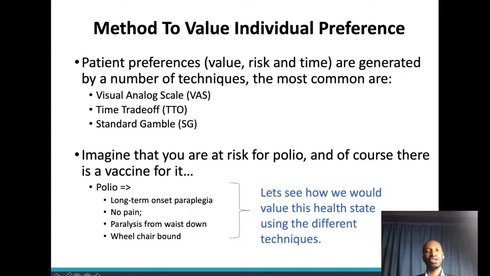Imagine that you are at risk for polio, and of course, there is a vaccine for polio. So, having polio means that we have a long-term onset of paraplegia. We may have no pain. We may have paralysis from waist down, which may lead us to be wheelchair bound. So let's see how we would value this health state using the different techniques.